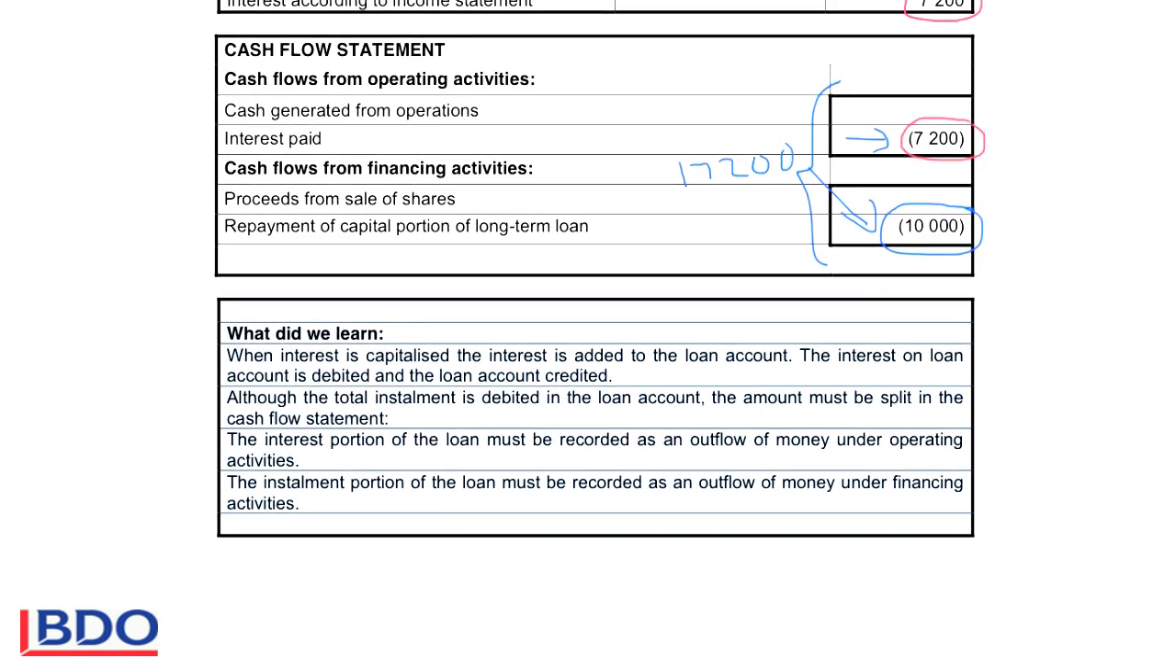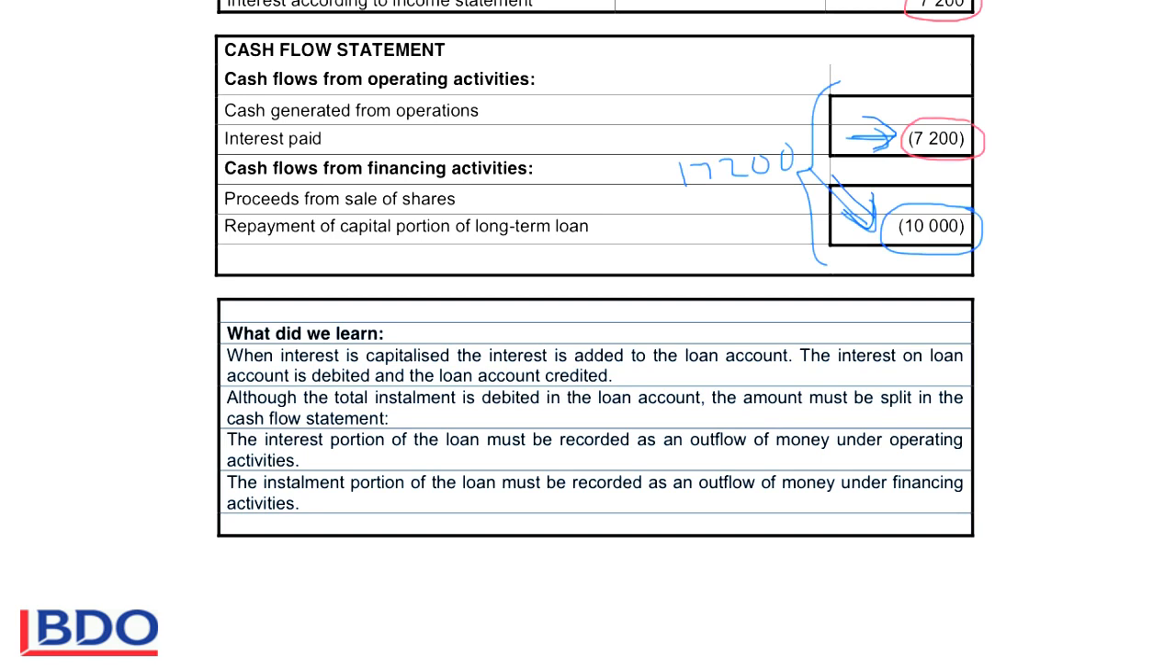When interest is capitalized, the interest is added to the loan, and at the end of the year, you will go and debit your interest on loan account, and the loan account will be credited with the interest. Although this total installment was debited in the loan account, when you do it on the cash flow statement, you have to make that split to show that some of this money was for operating activity to pay out interest. Some of the money was for a financing activity to pay the loan.